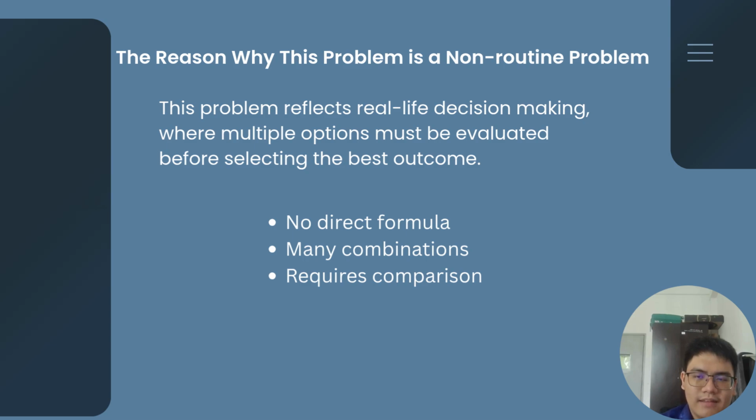The reason why this is a non-routine problem: it reflects real-life decision-making where multiple options must be evaluated before selecting the best outcome. Because there is no direct formula to solve it, there are many combinations, and each combination gives a different result. Therefore, I need to think strategically and compare different options. This involves decision-making skills, which are essential in real-world problem solving.